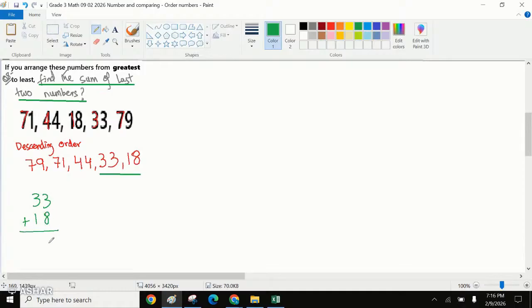3 plus 8 would be 11. We carry the 1 to the tens. 1 plus 3 is 4. 4 plus 1 is 5. That means we can say the sum of 33 plus 18 would be equal to 51.